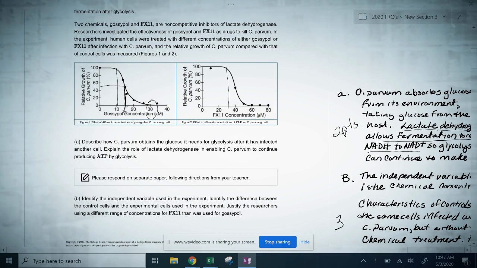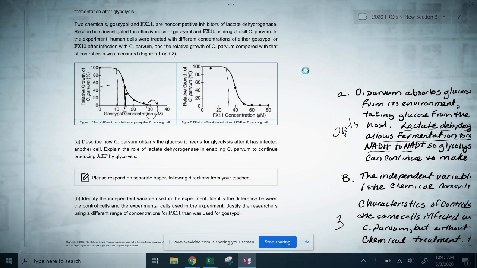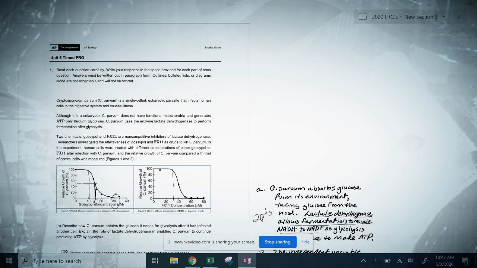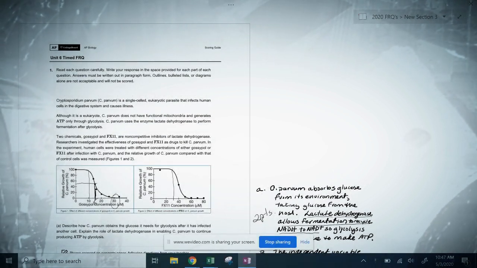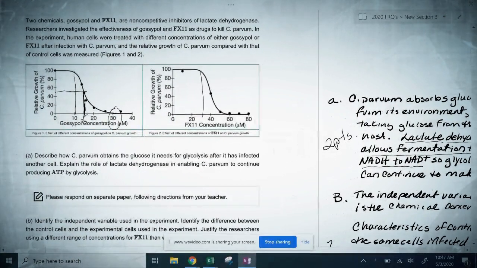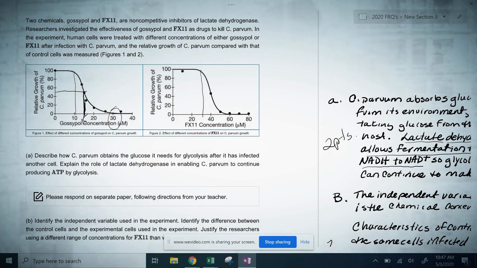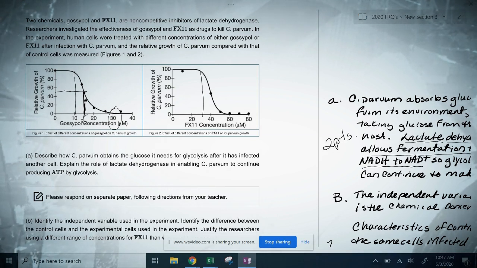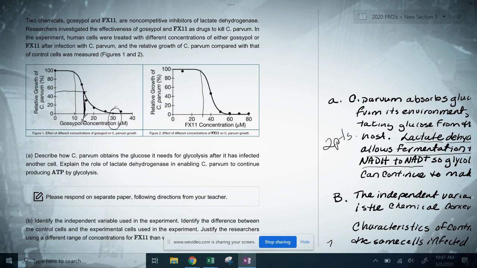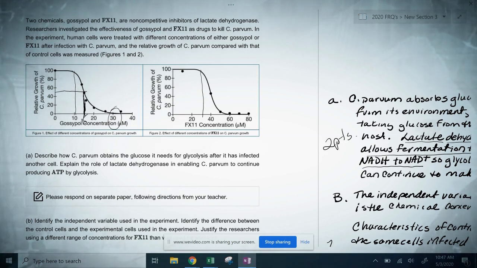So here is my OneNote, and I went ahead and started going over these questions. All right, so the first question here was, describe how C. parvum obtains the glucose it needs for glycolysis after it has infected another cell. Explain the role of lactate dehydrogenase in enabling the C. parvum to continue producing ATP by glycolysis.